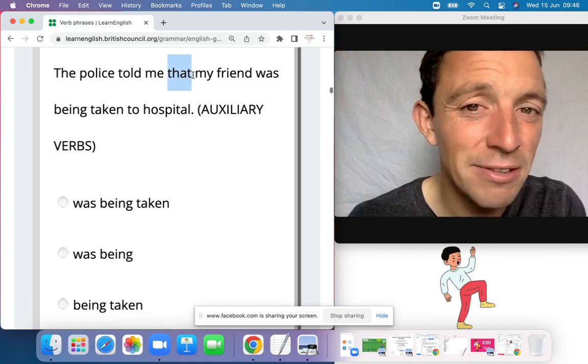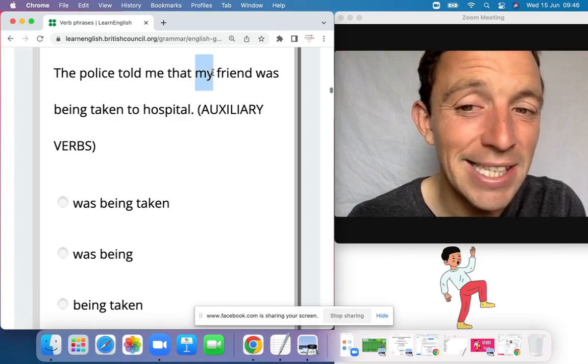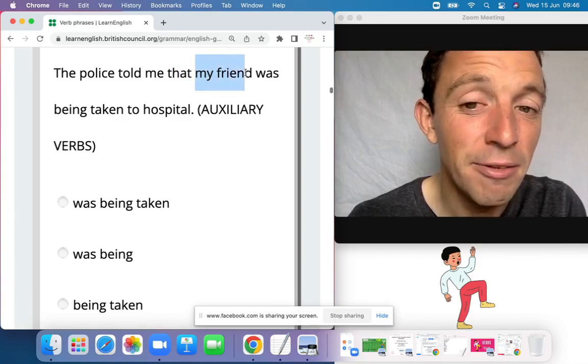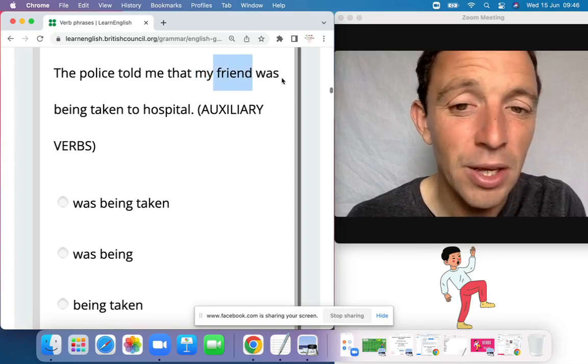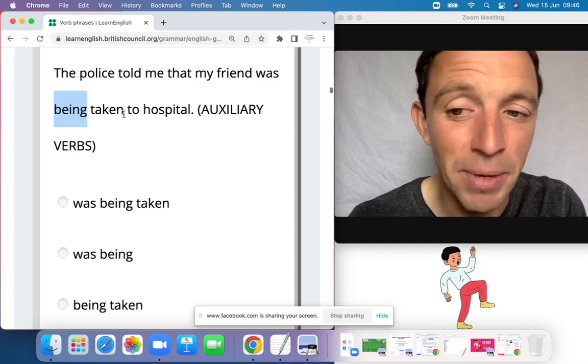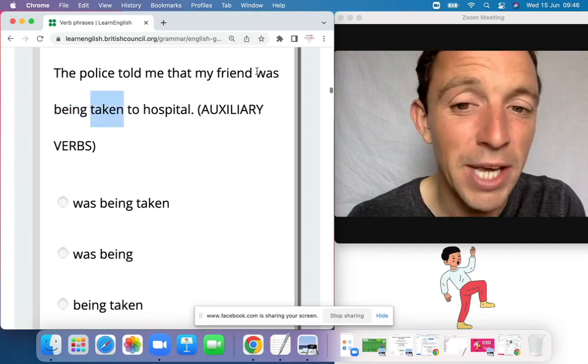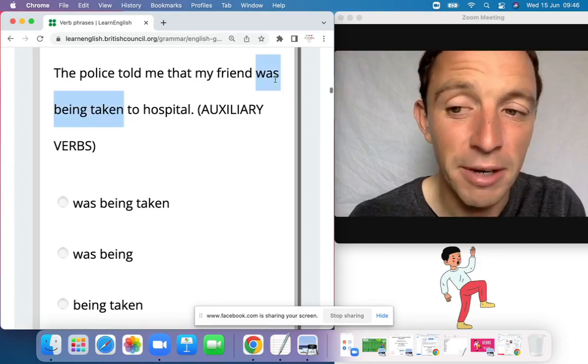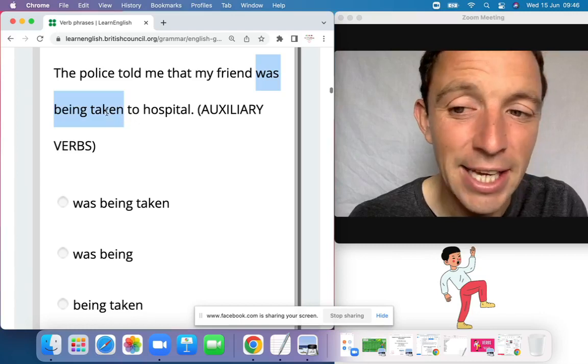That is the relative pronoun. My is the possessive adjective. Friend is the noun. Was is the verb to be. Being is the verb to be. Taken is the verb to take. So we have 3 verbs: the verb to be, and the verb to take.